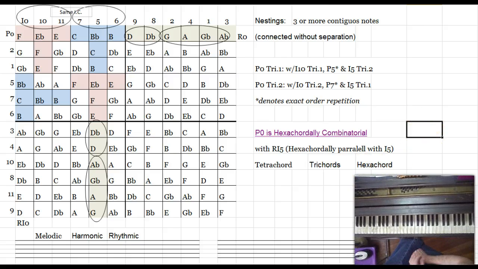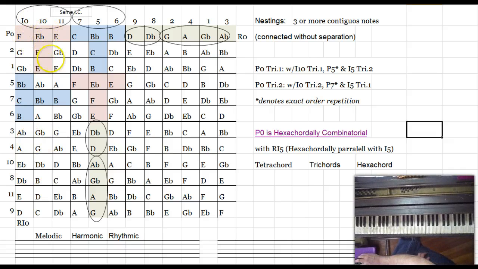Okay, those come from the Greek. And so we've got these words that we can use to explain things. And you can see that I've indicated them. The P0, the prime 0 trichord matches with the I10 trichord. So let's go to I10. So here's I10, and there's the first trichord, E flat, F, E. Well, that's a nesting. Nesting is any time we have 3 or more contiguous notes. Contiguous being connected without separation. So since they appear together, the ear hears them together, and we start to identify them. And that's an opportunity. So these are all kinds of opportunities in here.